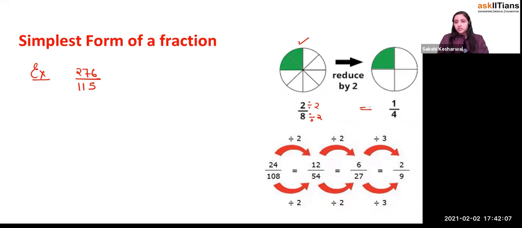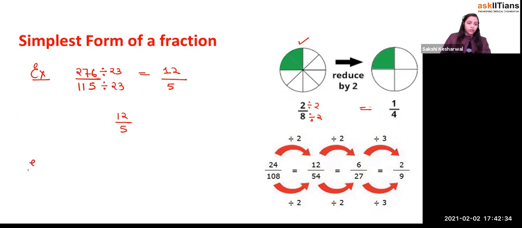115 is divisible by 5, and if you divide by 5, its other factor will be 23, right? So basically you divide this by 23, and this also you divide by 23, right? So if you divide this by 23, it will be 12, and this will be 5. Now this cannot be further divided, so 12 by 5 is the simplest form. That's it, right? So simplest form, we have already done it.